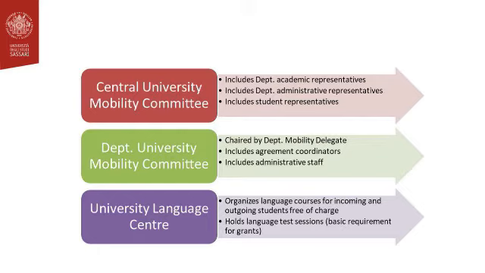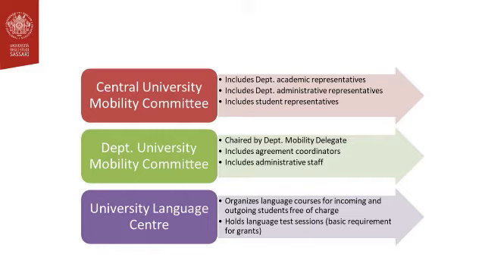The same structure, the University Mobility Committee, is also duplicated at the faculty level. In this way, we are able to monitor in a very effective way the development of relations between each agreement coordinator and the partner coordinator in the other country.